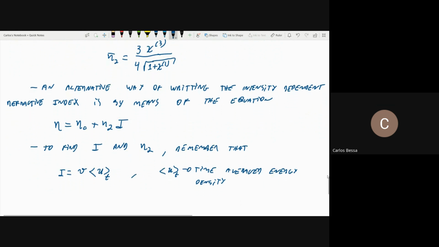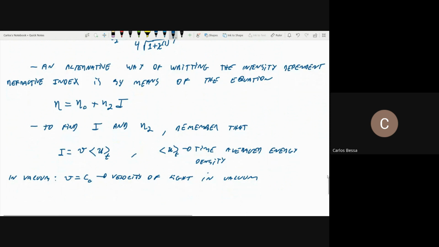And in the medium, the velocity, because we are considering light, so in vacuum, V is equal to C0, the velocity of light in vacuum. But in a medium, this velocity is C0 over eta 0. So this is the velocity of light in the medium, called V.